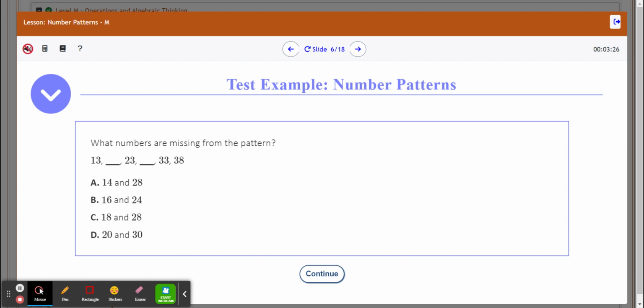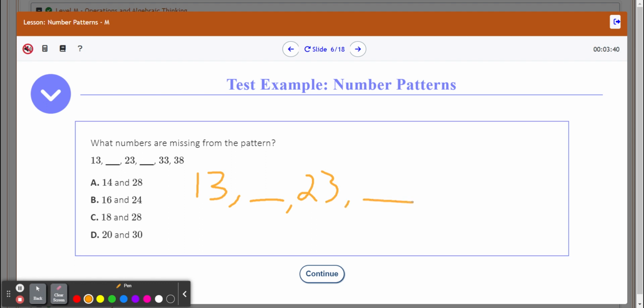So let's look at this example. It says, what numbers are missing from the pattern? Well, I don't know what the second or the fourth numbers are, but look at the last numbers. I've got 13, blank, then I've got 23, blank, then I've got 33 and 38. Again, I can't tell from the first couple of numbers, but remember, the pattern has to be the same for every sequence of numbers. So I'm going to look at the back to see what that relationship is, and that will tell me what the relationship is for the other numbers.